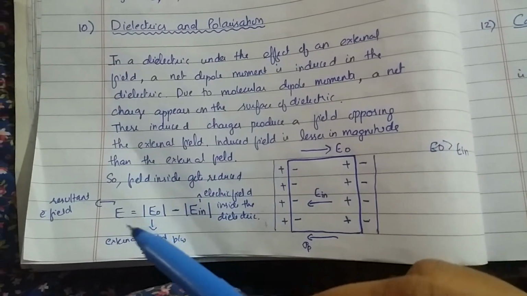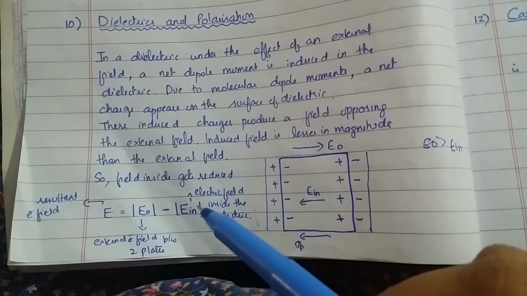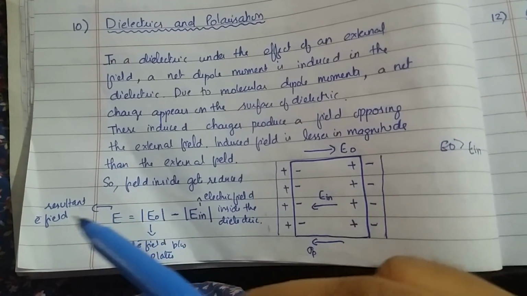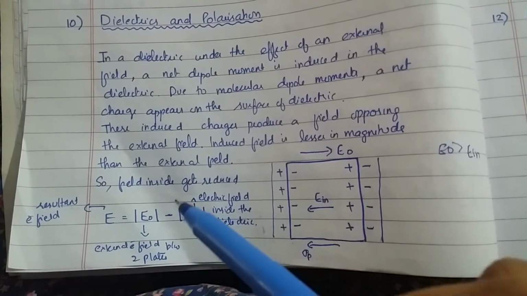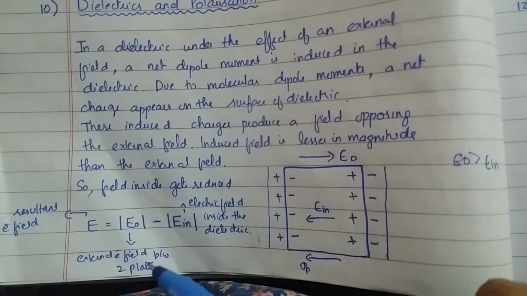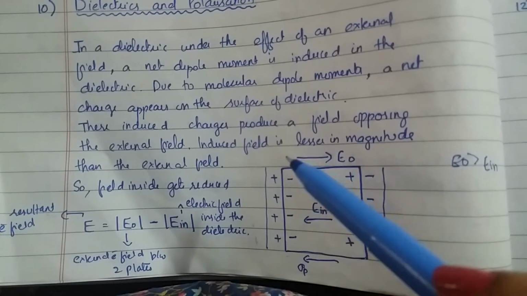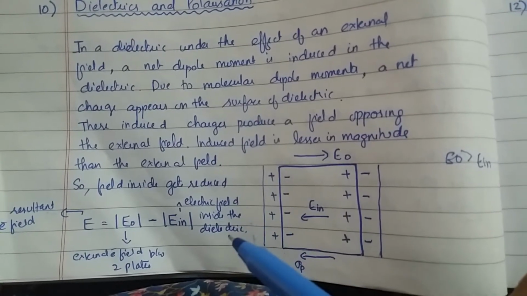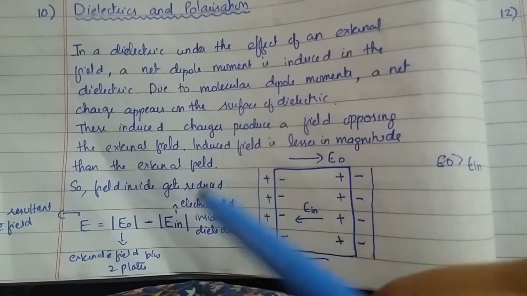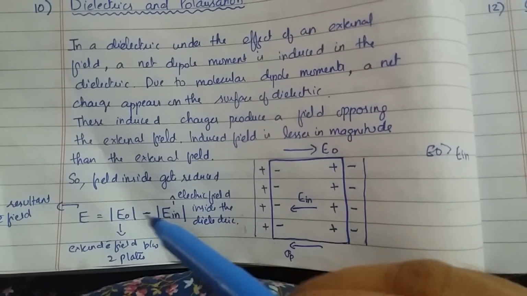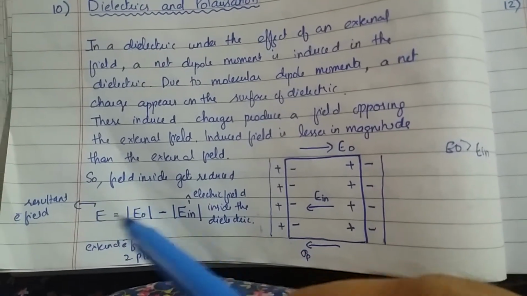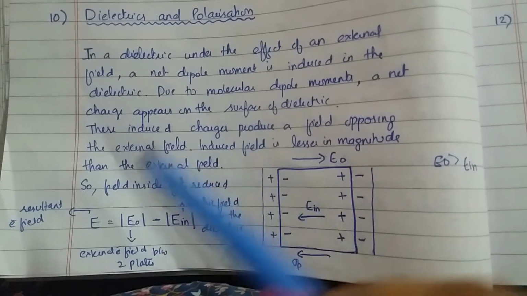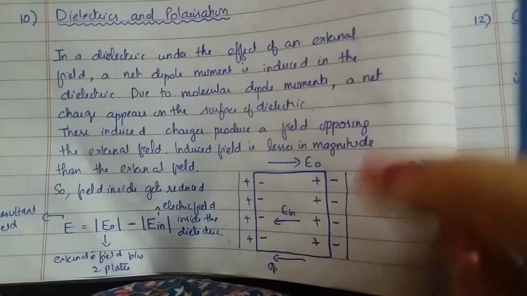So the formula is E equal to E0 minus E in, where E is the resultant field. The resultant field is equal to the external electric field between the two plates, E0, minus E in, the electric field inside the dielectric, because E0 is greater than E in. So E0 minus E in will be the resultant electric field.